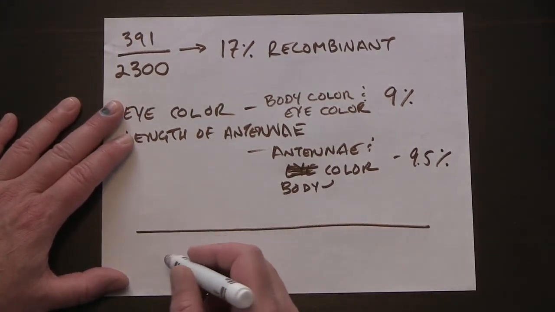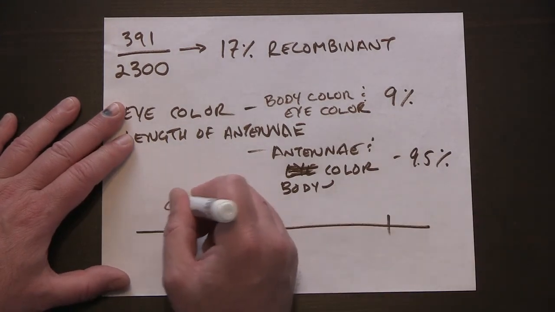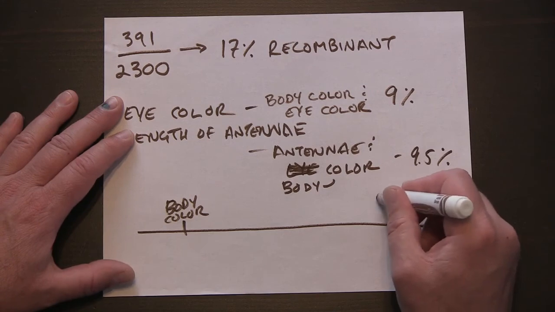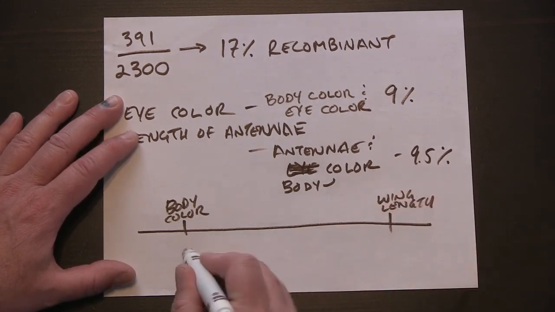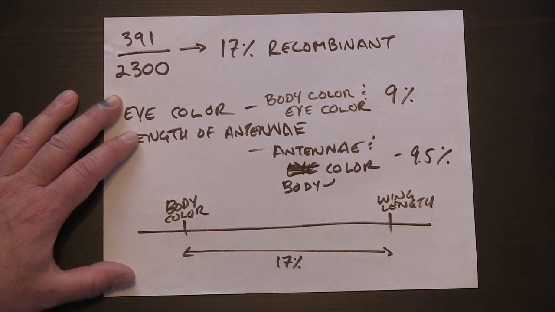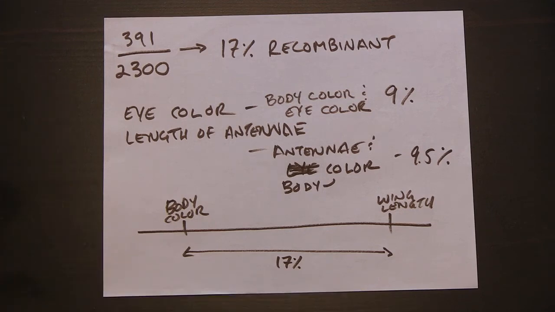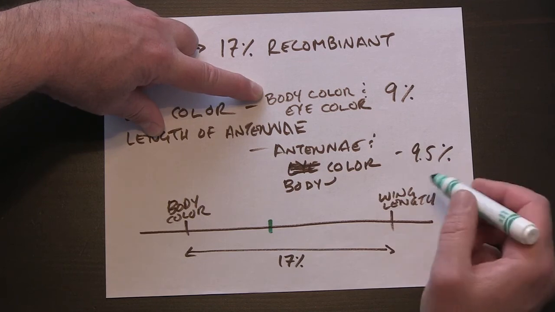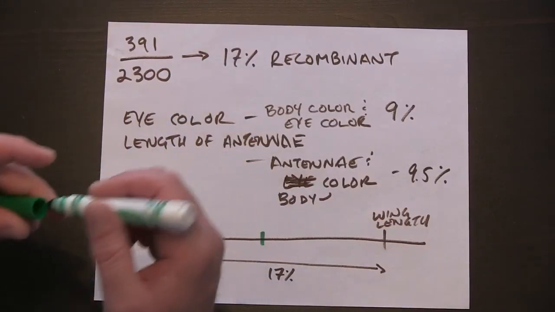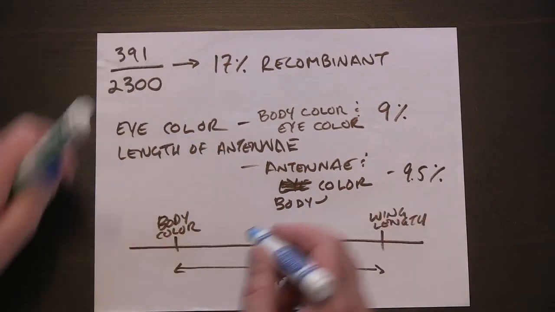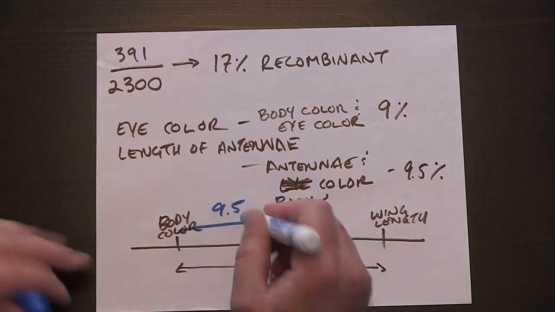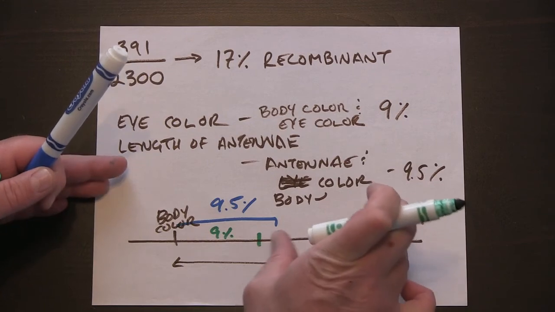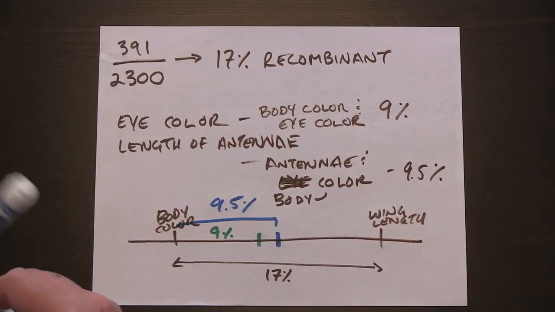So then we can start mapping this out. So we can say one gene here between body color and wing length. That distance is further away because 17% were recombinant. But then if we add in, say, eye color and body color is 9%, so we can say that's maybe there. And then the antenna length and body color is 9.5%, so we can say that gene is probably here. So from here to here is 9.5%, and this is 9%. And then we could do it again between wing length and eye color and start mapping all this stuff out. Okay, so that's how linkage maps work.